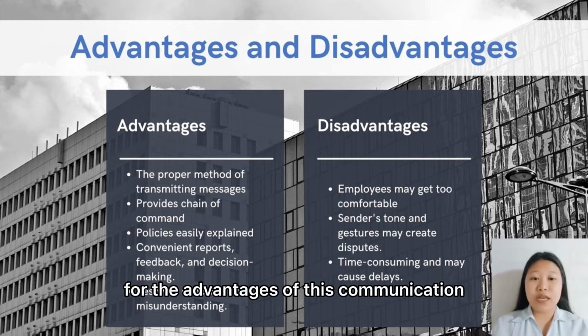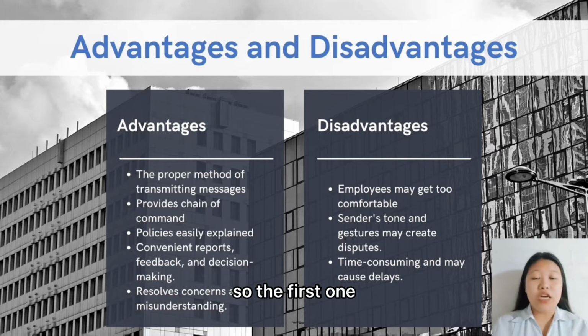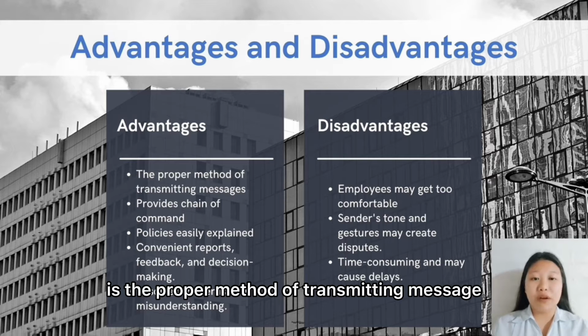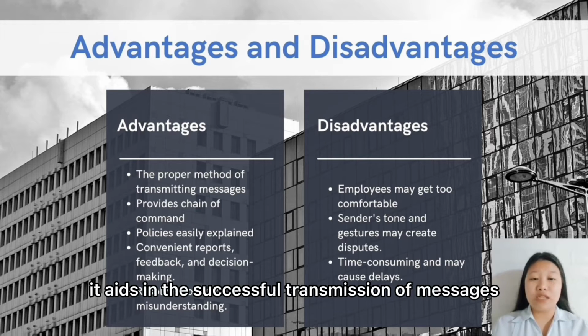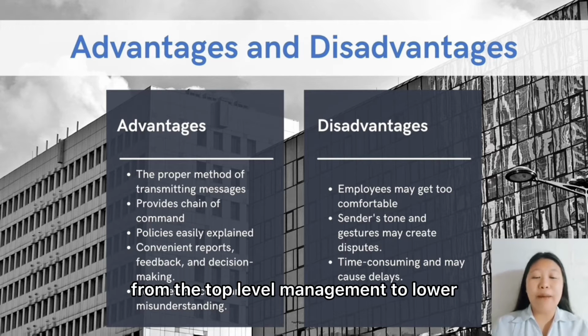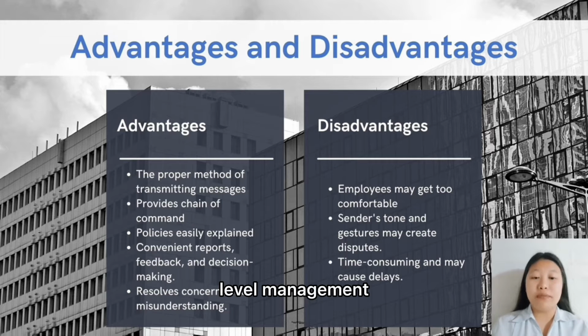So let's proceed to the advantages of this communication. So the first one is the proper method of transmitting messages. It aids in the successful transmission of messages from the top level management to lower level management and vice versa. And then the second one is to provide a chain of command. Since there is a chain of command in this system, it definitely helps in maintaining discipline. And then the policies of the firm are easily explained. It makes it easier for top managers to communicate and clarify corporate rules to newcomers and interns.